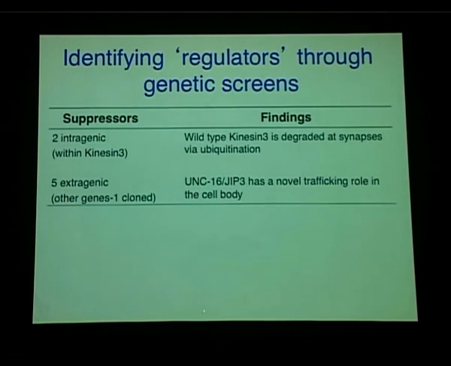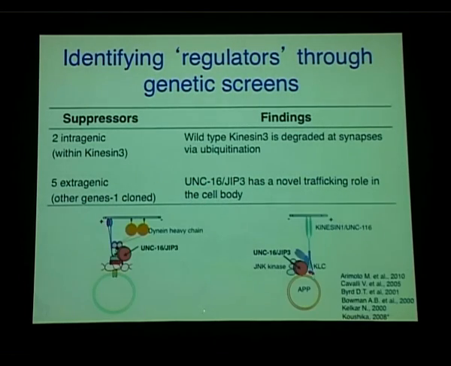So we cloned one of our suppressors, and we need to work on some of the others, and we found that it was a molecule called JIP3, or JNK interacting protein 3, or UNC-16. And that was a very unhappy day in the lab when we found that out.